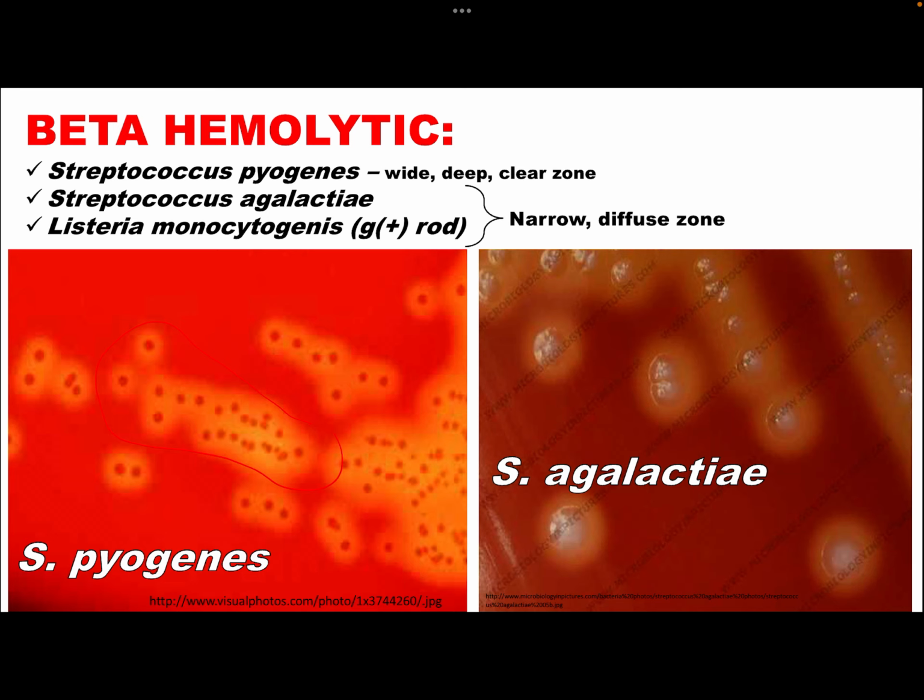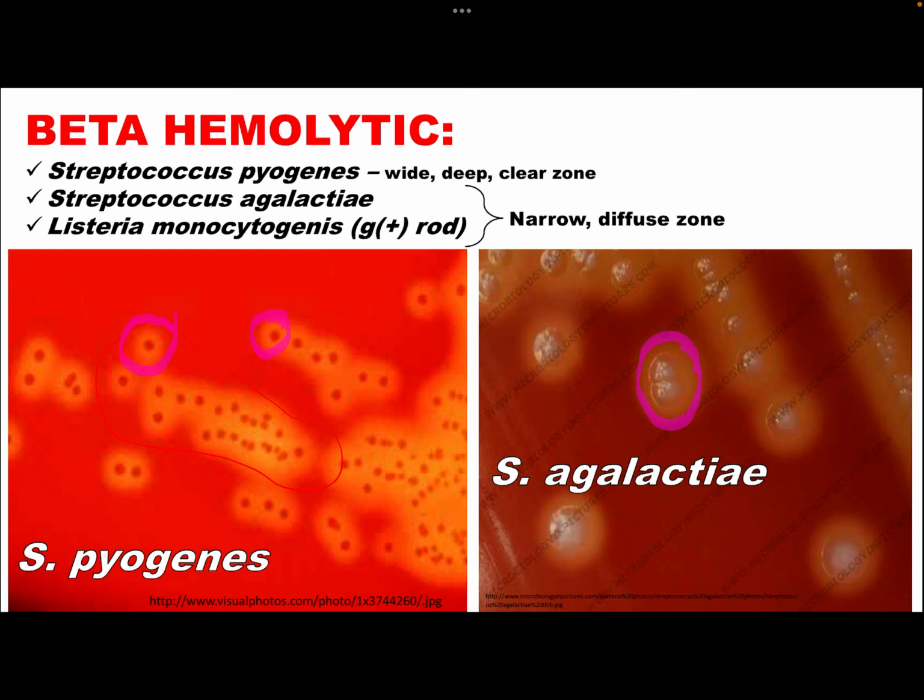As you can observe here, the colonies of Streptococcus pyogenes are pinpoint and smaller as compared to the colonies of Streptococcus agalactiae. Because their colonies are smaller, you can observe a large or wide zone of hemolysis, as opposed to the colonies of Streptococcus agalactiae, which are larger, of course.